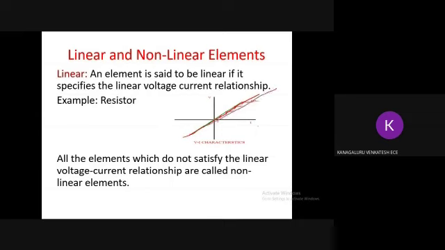It is linear. So an element is said to be linear if it specifies a linear voltage-current relationship at every point. That kind of elements are nothing but linear elements. So it goes through the origin like this. A resistor is a linear element. Okay. If any component or element is not satisfying this condition, those elements are nothing but non-linear elements. A diode is a non-linear element.